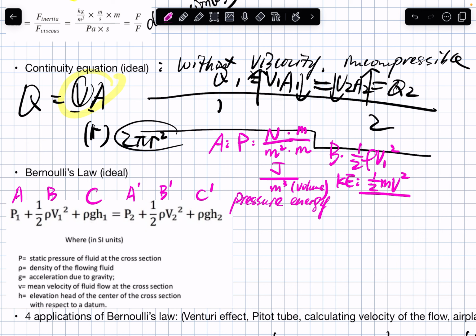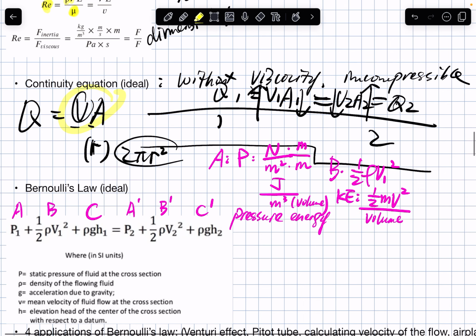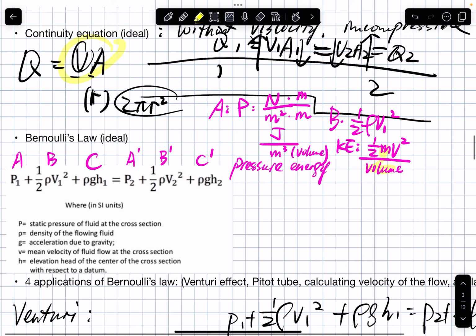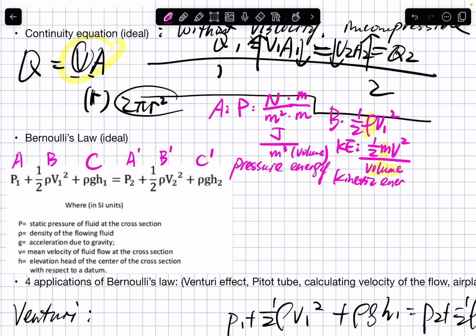Now let's see how the magic happens. If I divide it over volume, you see that this mass over volume is just the rho here, which means this second term, term B, is really the kinetic energy over volume. So term A is pressure energy over volume. Term B is kinetic energy over volume.